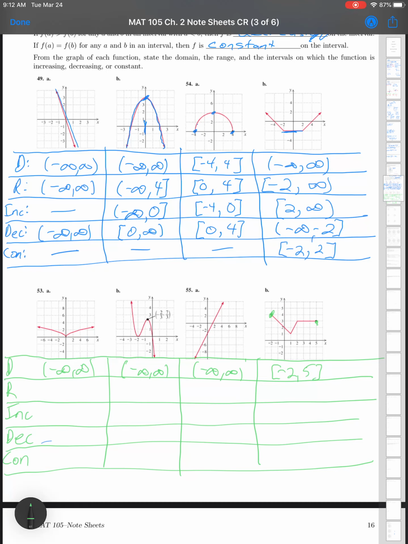So -2 to 5. Then we can look at the ranges. For the ranges, I've got 2 arrows going up, so I'm going to go to positive infinity. And the lowest value looks like 0 to me. So I'm going to say the range is 0 to infinity.